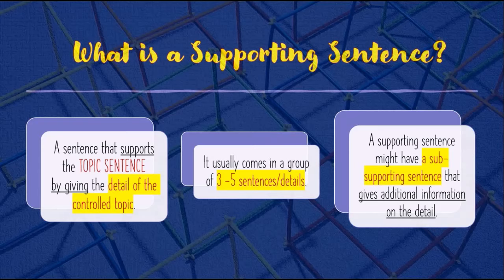Hopefully you can follow my explanation in this video, and therefore you can develop your topic sentence into several supporting sentences.